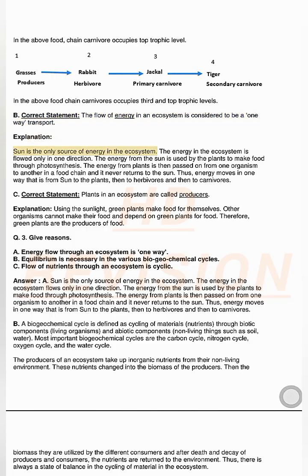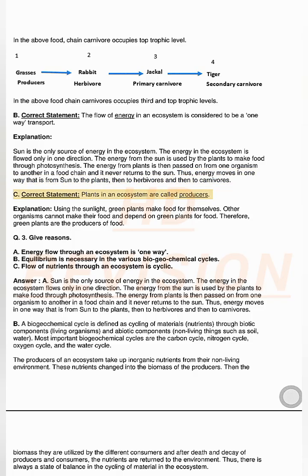Explanation. Sun is the only source of energy in the ecosystem. The energy in the ecosystem flows only in one direction. The energy from the sun is used by the plants to make food through photosynthesis. The energy from plants is then passed on from one organism to another in a food chain and it never returns to the sun. Thus, energy moves in one way, that is from sun to the plants, then to herbivores and then to carnivores.